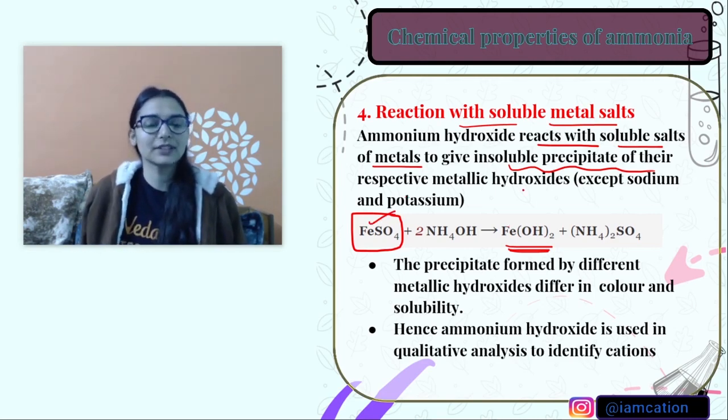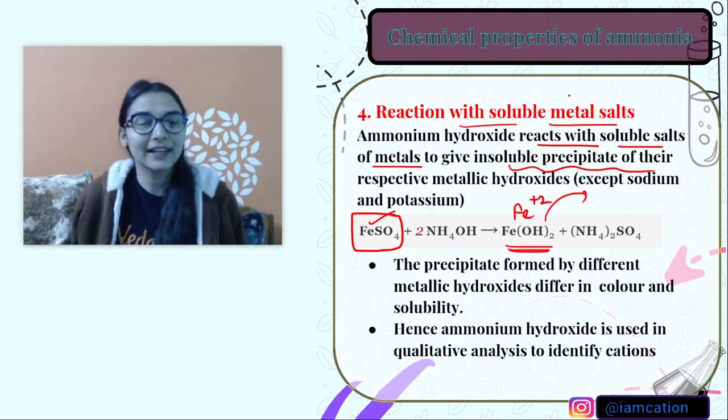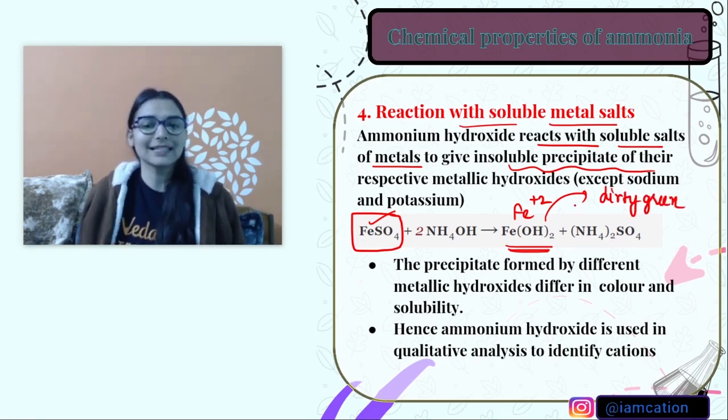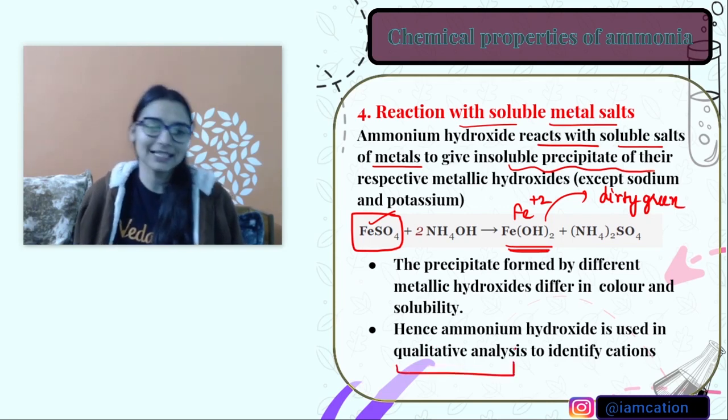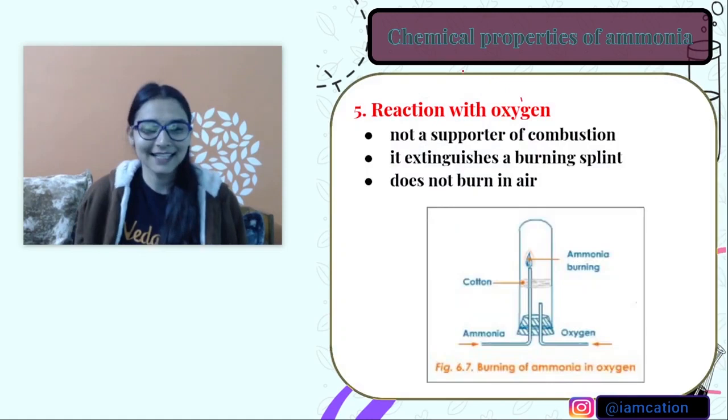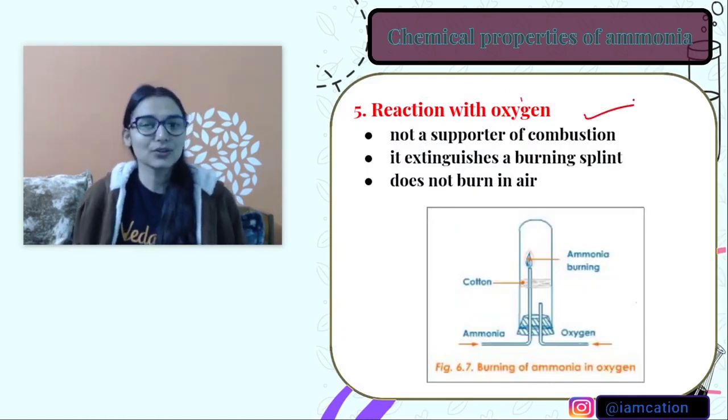So we can reach the metal ion that was present in the salt of the metal. So we can reach this iron. You can see iron in +2 state is present over here, and by observing the color of the metal hydroxide precipitate, like in this case it would be a dirty green color, we can understand what metal ion was present in the qualitative analysis by noting down the color of the metal hydroxides. Easy. The next is reaction with oxygen.